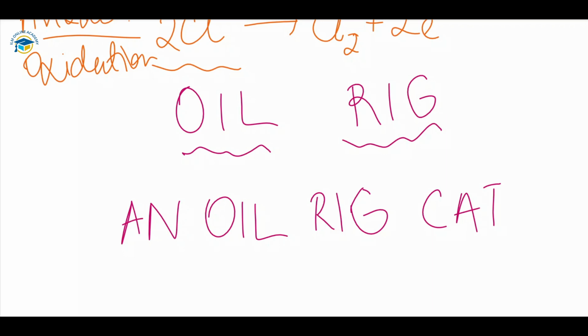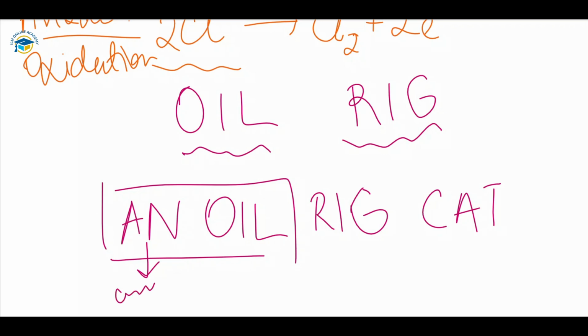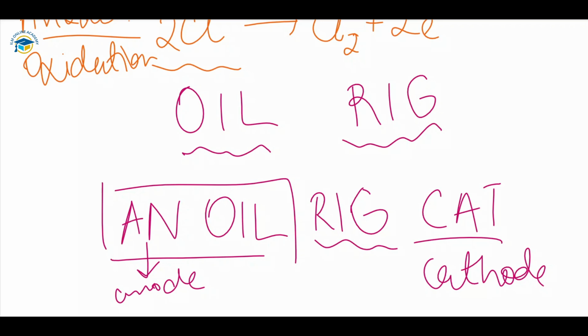According to this mnemonic, at the anode, what happens? Loss of electrons happens at the anode. AN stands for anode, and at the anode oxidation happens, oxidation being the loss of electrons, and CAT stands for cathode. So at the cathode, reduction happens. Reduction is the gain of electrons. You can remember this by the mnemonic AN OIL RIG CAT. That means at the anode oxidation happens and at the cathode reduction happens.